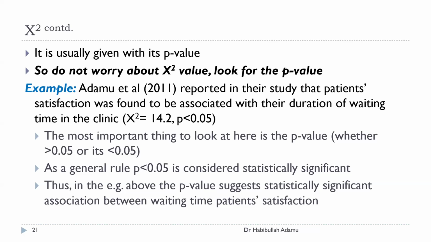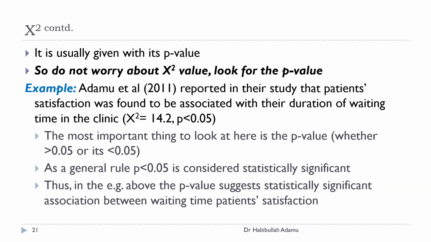But once it's 0.05 and above, then you conclude that what? That the thing you are testing for or looking for is not statistically significant. So that is just the simple way of using the p-value. So the cutoff is 0.05. Below it, you conclude it is statistically significant. Above or equal to that value, you conclude that it is not statistically significant.